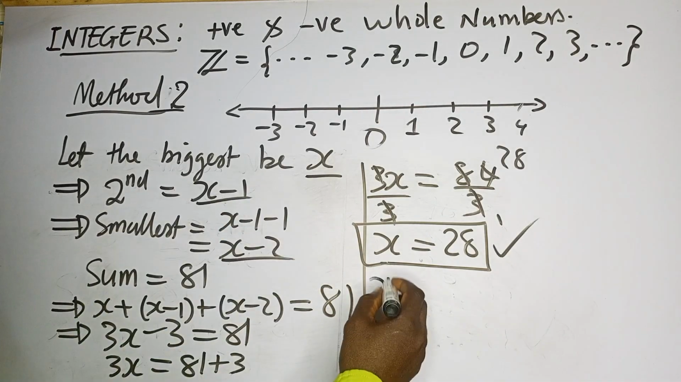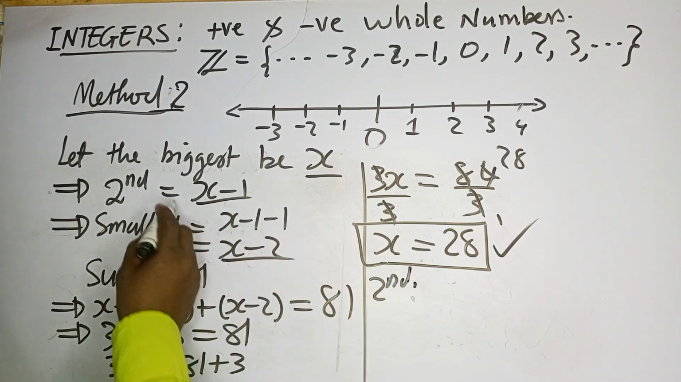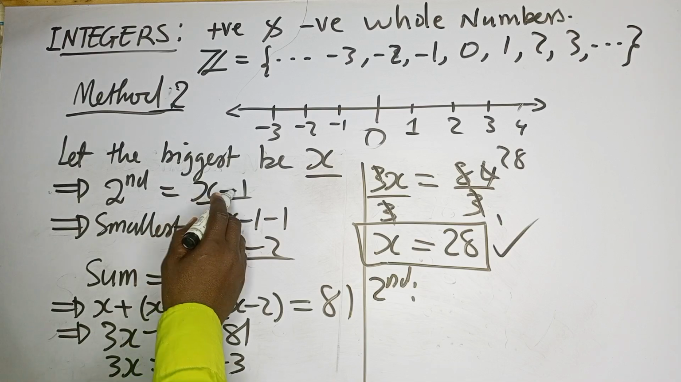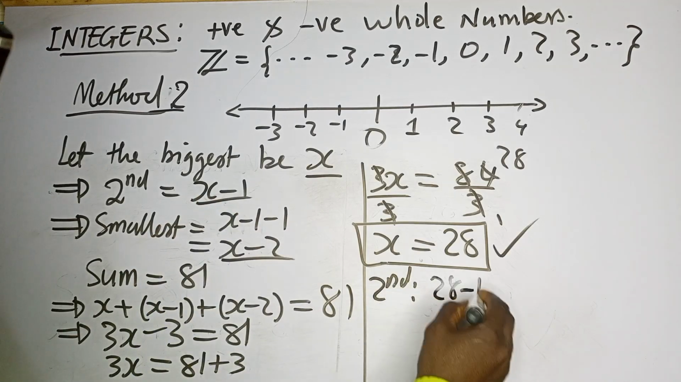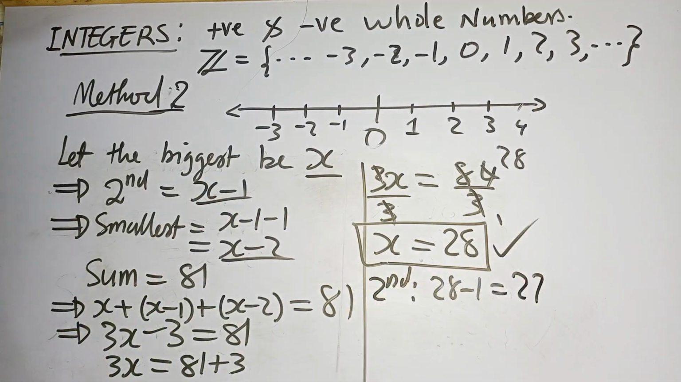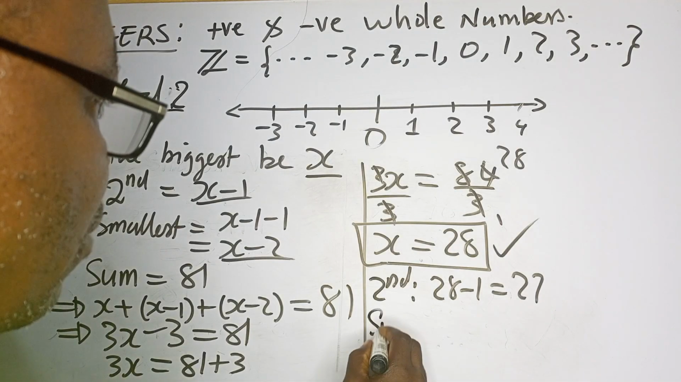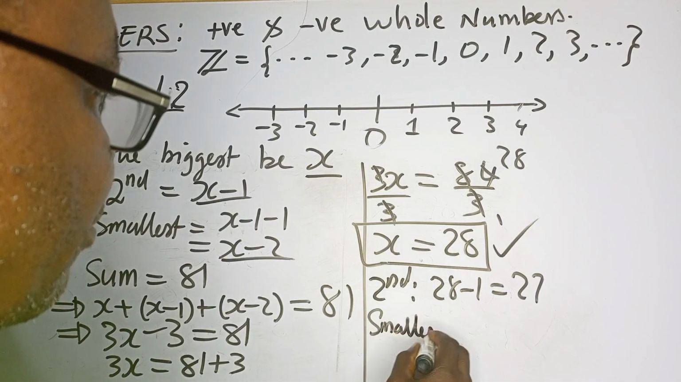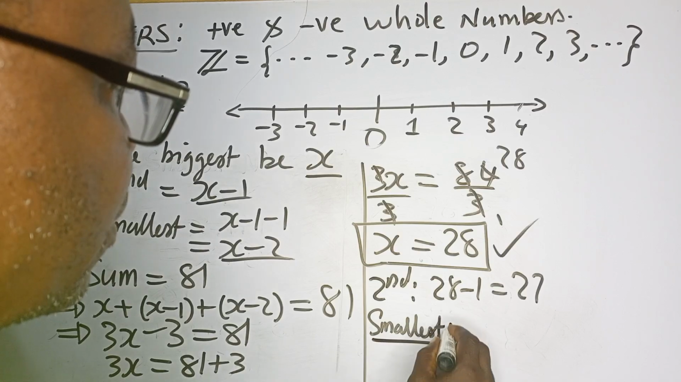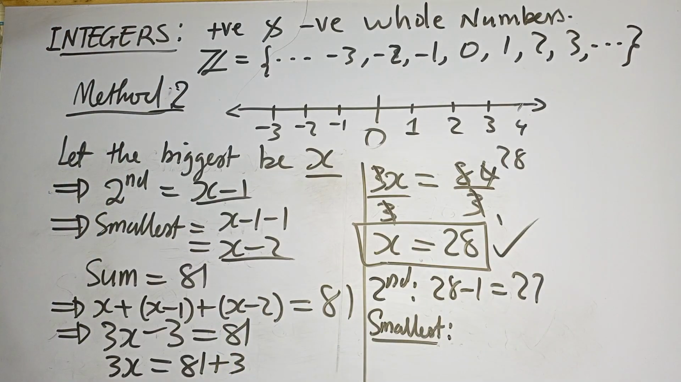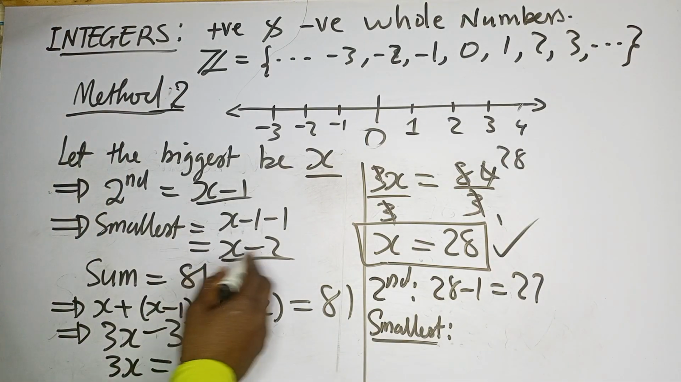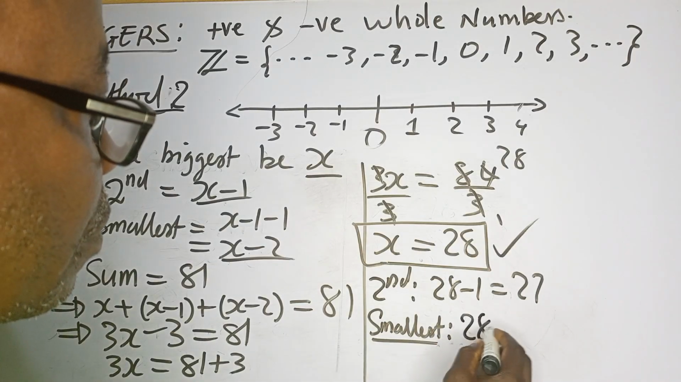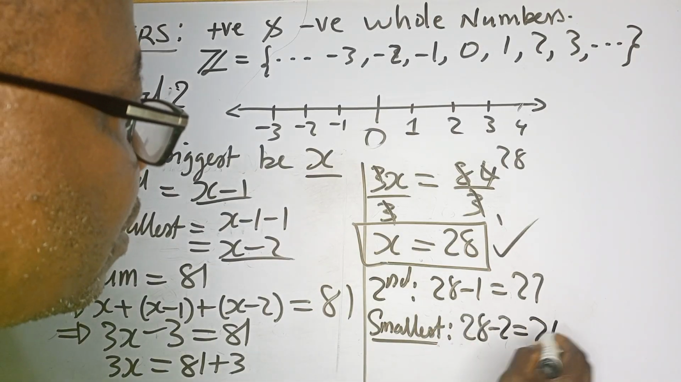All right, so from this, we now know that our second will be 28 minus 1, which is 27, which corresponds to our second value also of method 1. And our smallest, remember in our method 1, our smallest was x, and we got it as 26. The smallest will be 28 minus 2, which is 26.